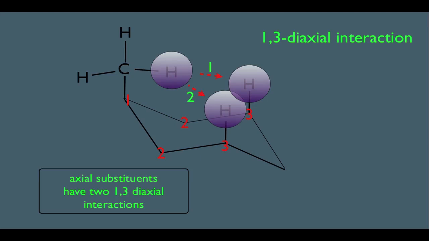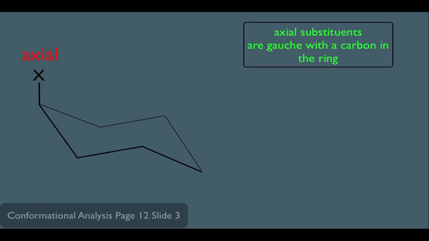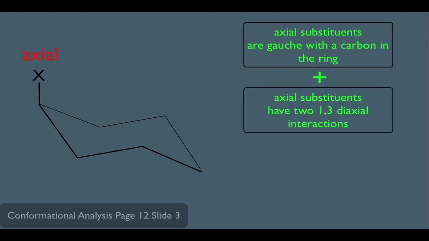So what does this all mean? We're now ready for a very important principle here. What we're saying is that if there's a substituent that's not a hydrogen and it happens to be axial, we saw first that this substituent would be gauche with a carbon within the ring. We also saw that it would have something called 1,3 diaxial interactions, and it'd have 2 of them. Both of these, remember, would be considered higher energy or relatively less stable.